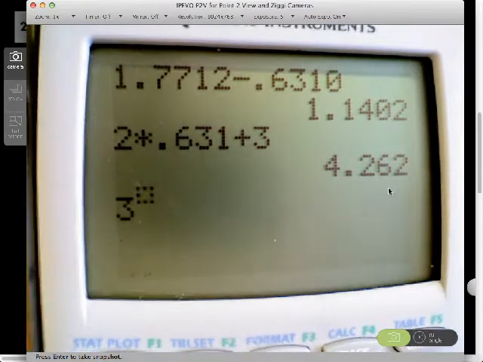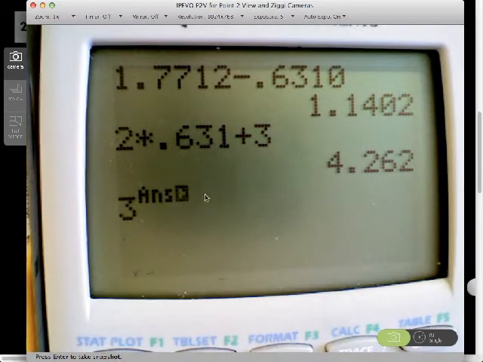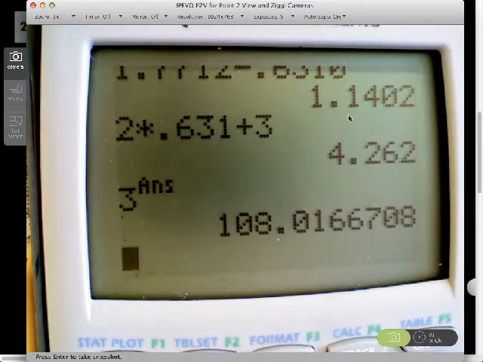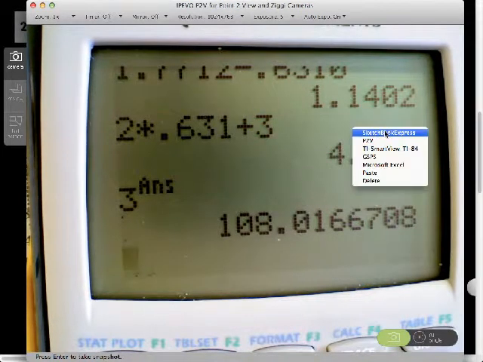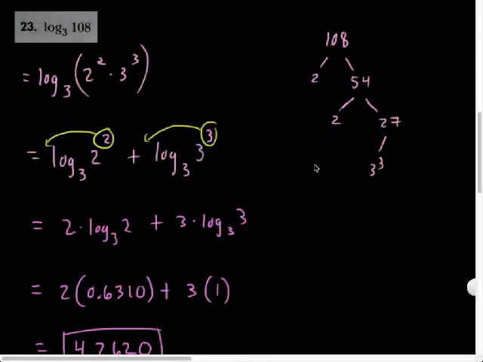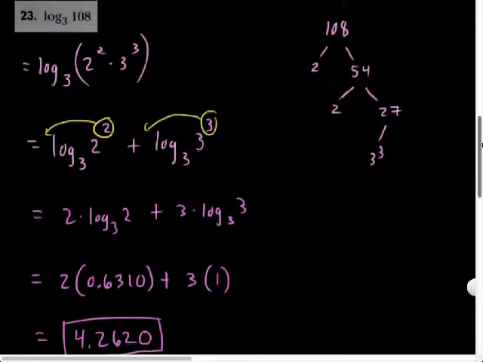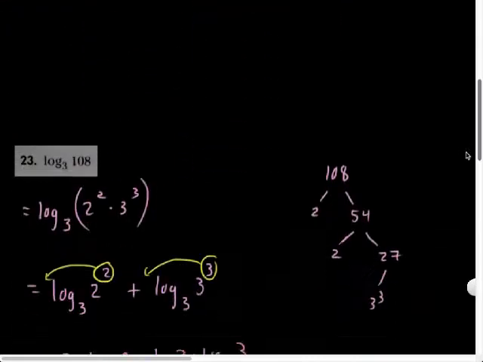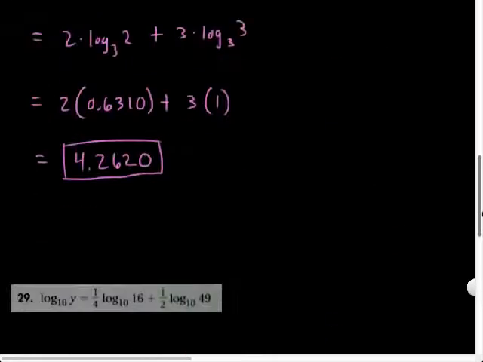3 to the second power. So let's see, 3 to this decimal hopefully is 108 with a little change because we have some rounding error taking place there. So it does appear to work out. So that was using some of these properties of logarithms to discover the values of other logarithms by combining some of the ones we already started with.